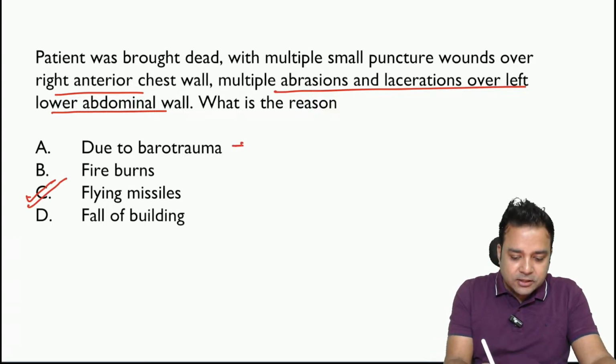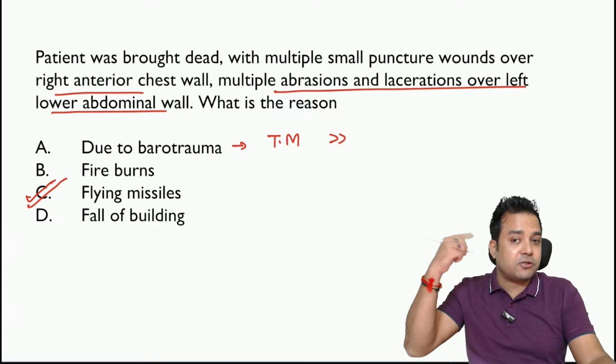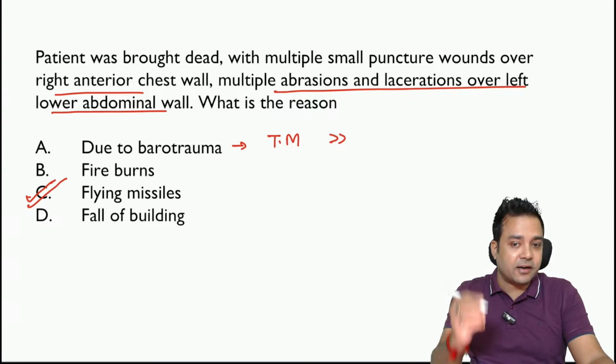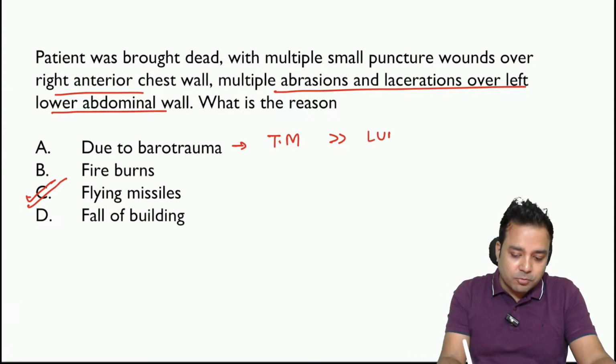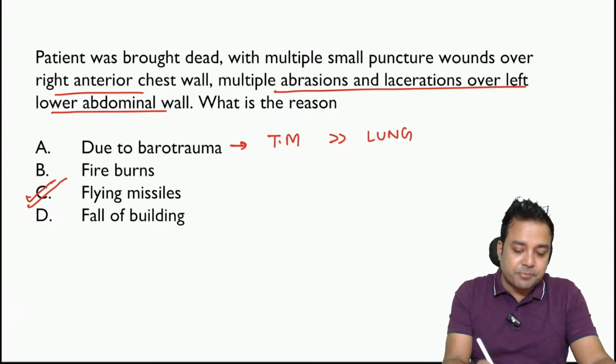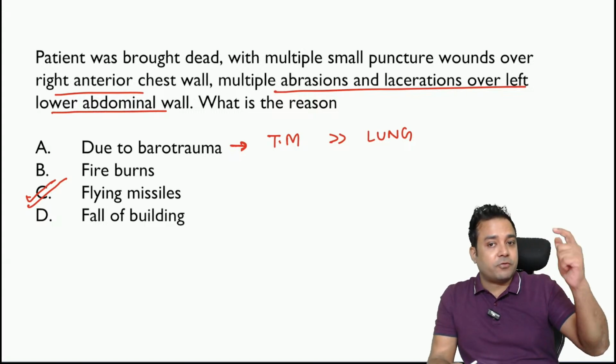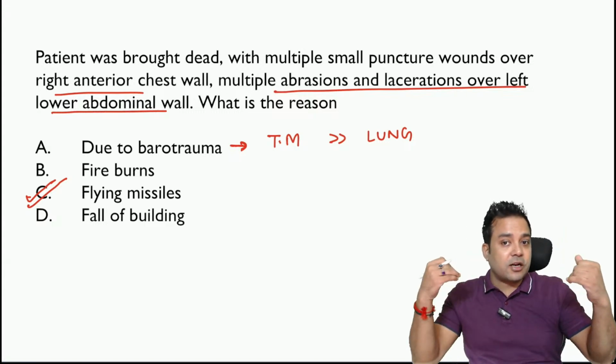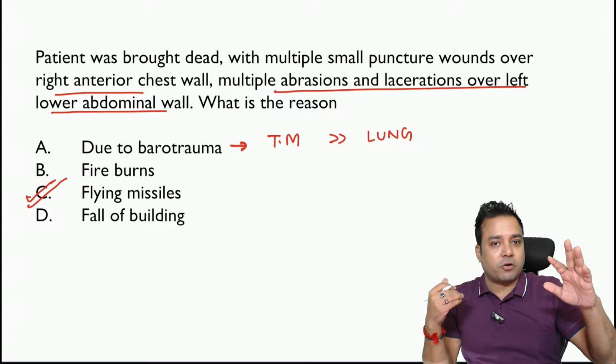Barotrauma mainly injures those areas which were having a pressure change already, like the ear area and the lungs area. So what is the most common injury in bomb blast cases? Tympanic membrane damage, preferred as an answer over lung damage. But here no external injury occurs due to barotrauma or shock wave.